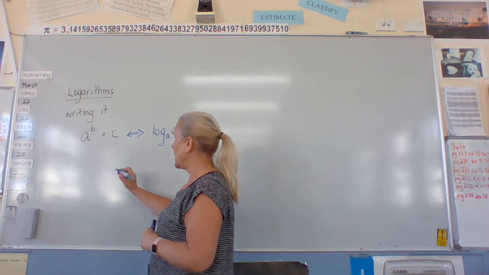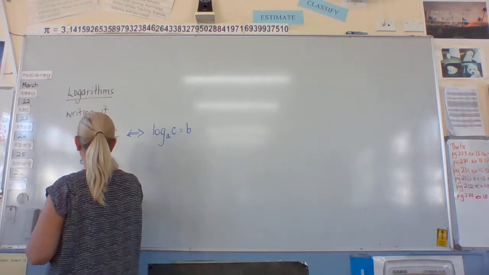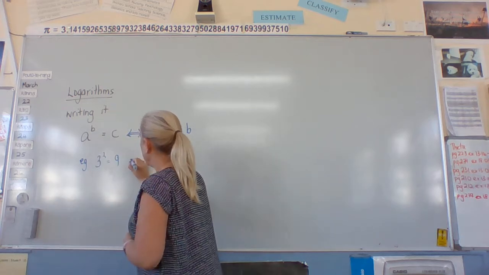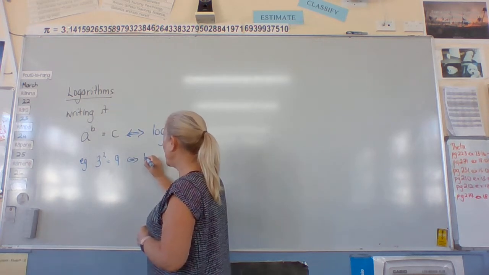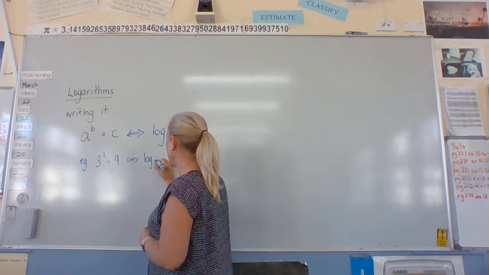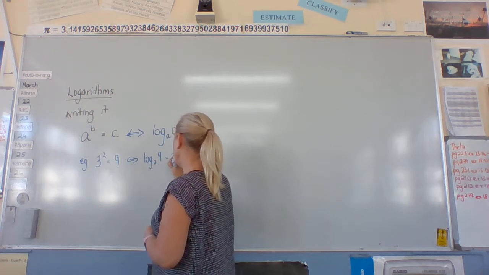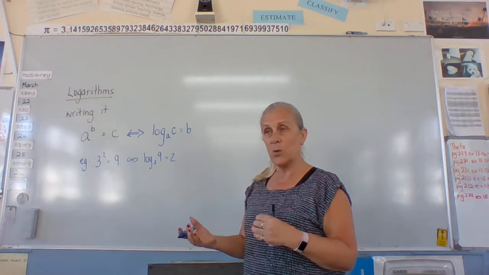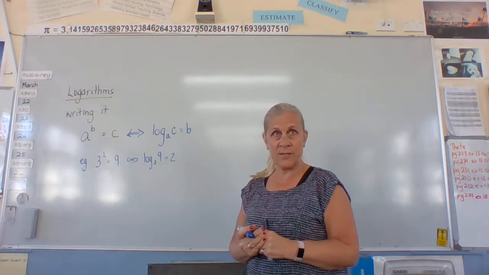So if we're rewriting 3 to the power of 2 equals 9, in log form, that would be log base 3 of 9 is 2. Doesn't make any sense at all, but that is how it works.